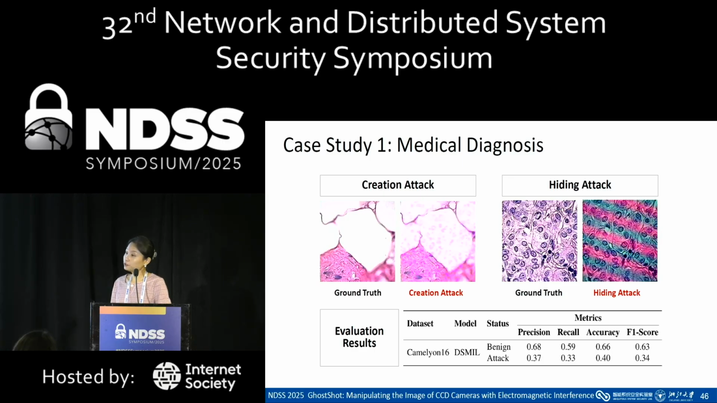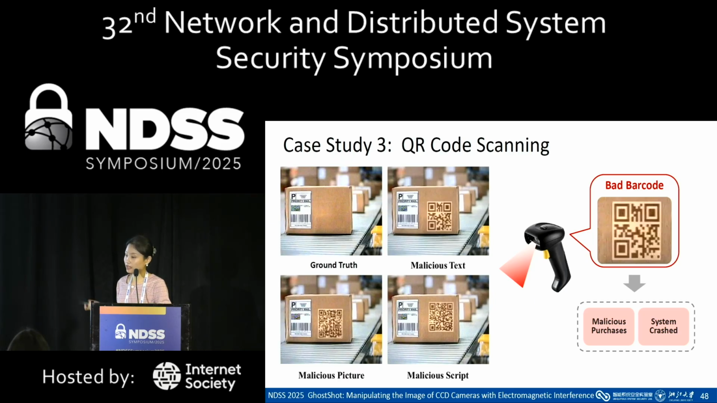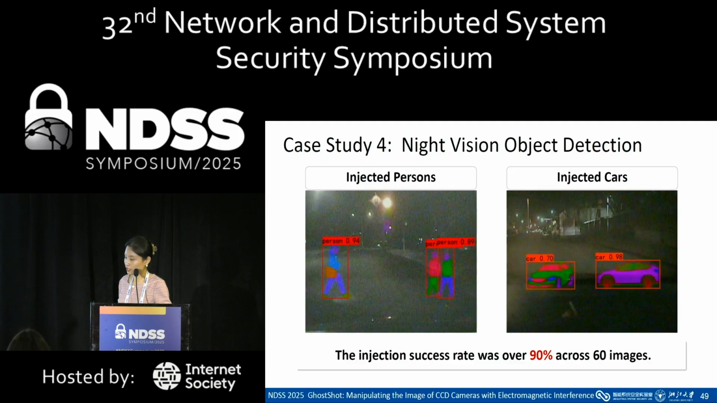The first one is the medical diagnosis, and we show that using this EMI attack to affect the CCD camera, we may produce creation attack and hiding attack and mislead the detection algorithm into misdetection. And the second one is the fire detection, and we can also inject artificial fires, we may inject a malicious barcode, and we may inject some humans or cars into the night vision cameras.